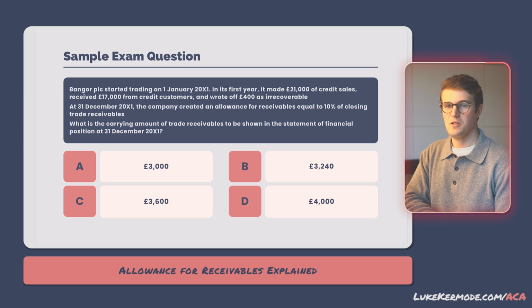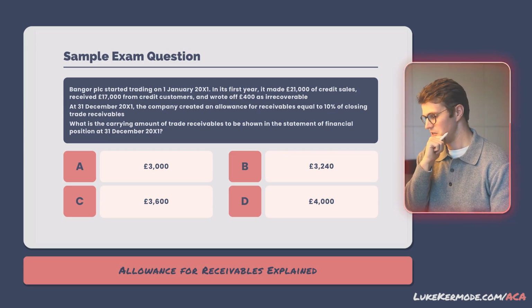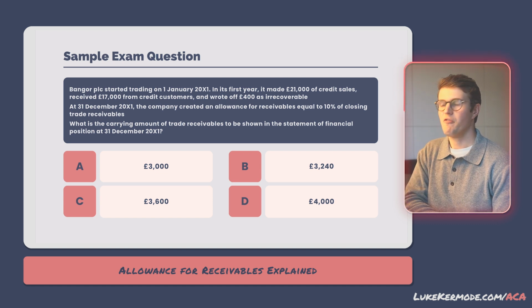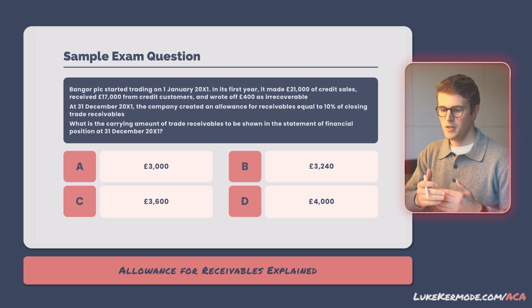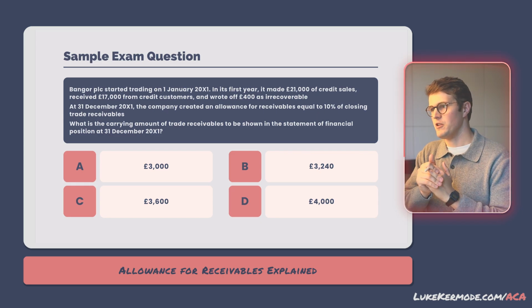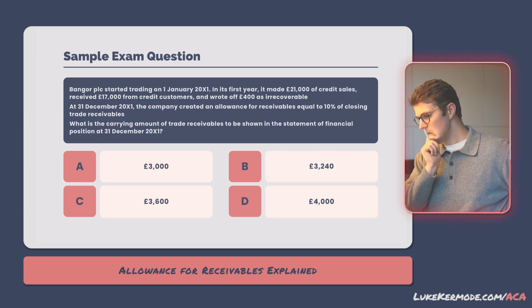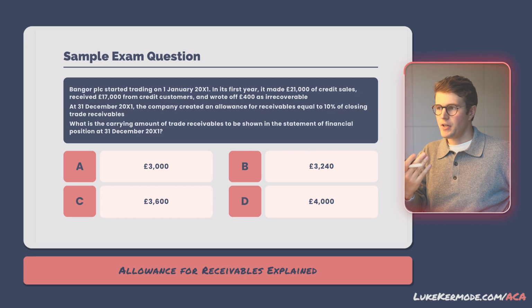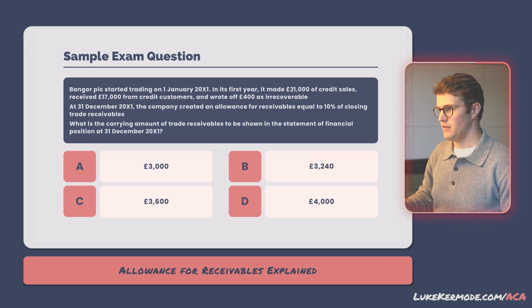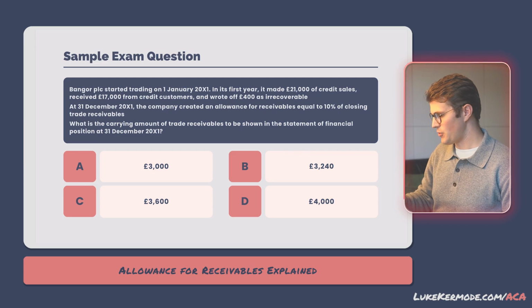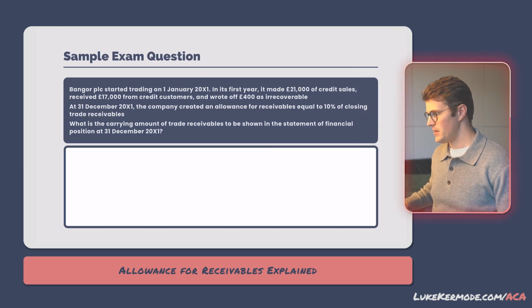At the end of the year, on 31st of December 20x1, the directors reviewed their outstanding receivables and decided to set up an allowance for receivables to reflect the risk that not all their customers would pay. So they judged that 10% of the closing trade receivables balance was likely to be uncollectible based on customer history and on their experience of managing customer debts. So our question is to calculate the trade receivables balance that belongs on the balance sheet at the end of the year. So let's break down this question and work through it step by step.